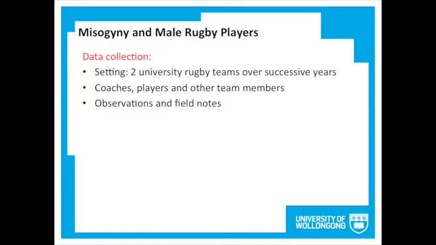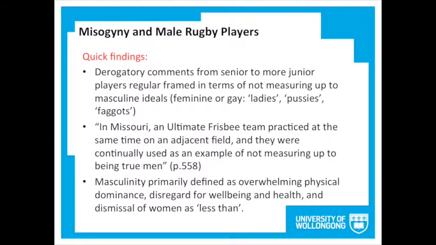So the setting was two university rugby teams over successive years. It included coaches, players and other team members, and it took in data collection from observations and field notes as well. He was keeping a set of field notes and observations about trainings and matches and so forth. Some quick findings. Derogatory comments from senior to more junior players were regularly framed in terms of not measuring up to masculine ideals. That is, they tended to heckle each other, they tended to curse each other in ways that were about either femininity or about being homosexual.